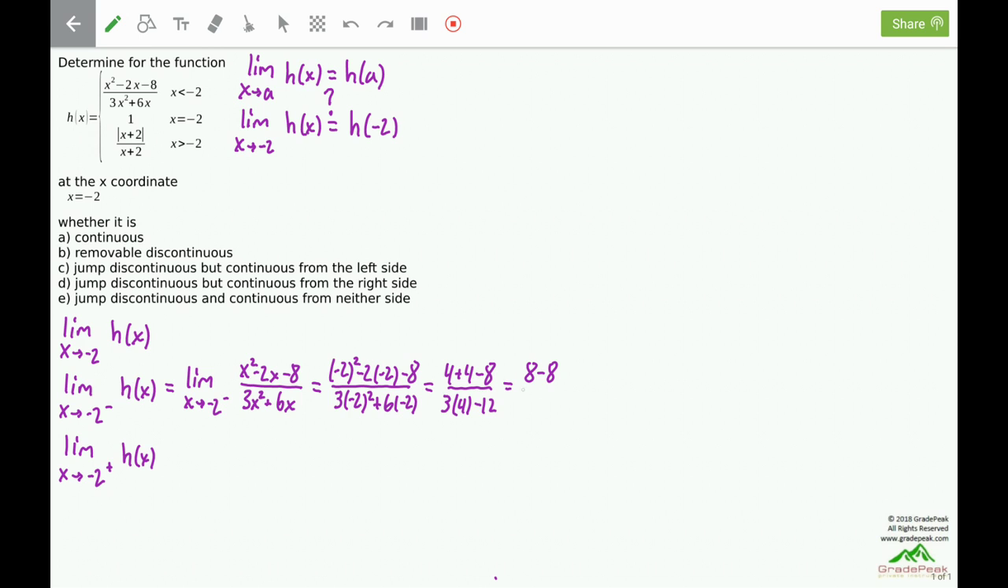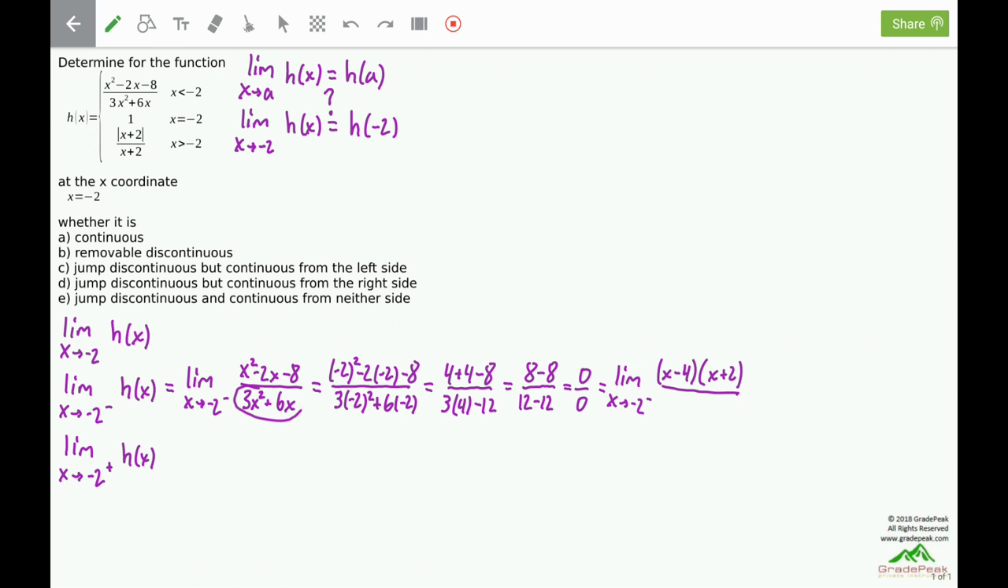4 plus 4 is an 8 minus 8. 3 times 4 is a 12 minus 12. 8 minus 8 is a 0. 12 minus 12 is a 0. We have the 0 over 0 indeterminate form. We will have to rework this. Since these are power functions, we can try the factor and cancel method. So we'll have limit as x approaches negative 2 from the left side of the numerator is a trinomial quadratic, and so we can factor into x and x. We need two numbers that multiply to be negative 8 and add to be a negative 2. A negative 4 and a positive 2 will take care of that.